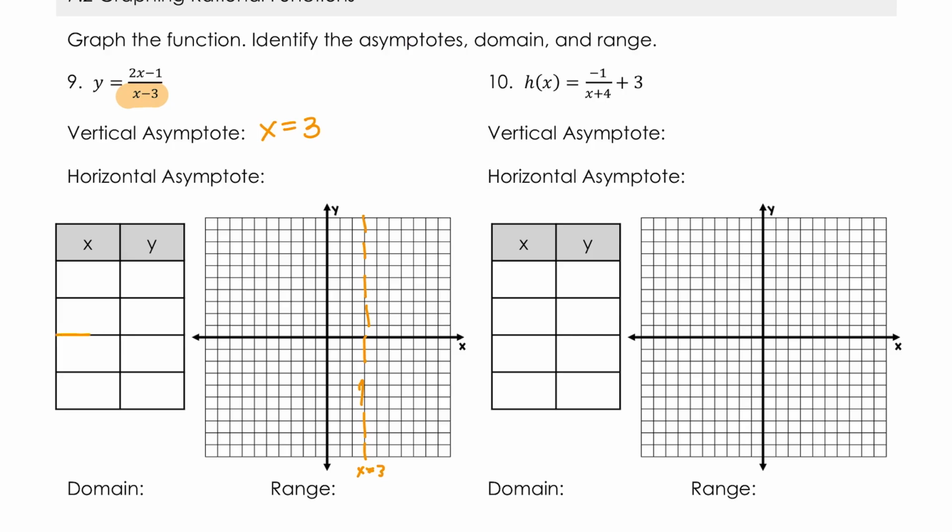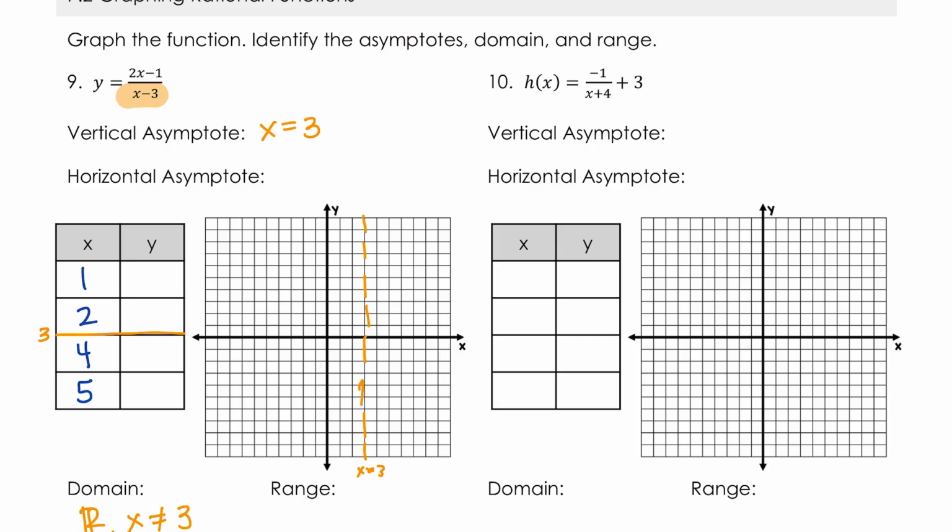And we can put it in the middle of our table as 3. Not in the table, but 3 is like the midpoint. So we can choose 2 points to the left and 2 points to the right of that 3. Okay. The last thing that our vertical asymptote gives us here is the domain, that we have all real numbers except x cannot be 3, because that's where the asymptote is.